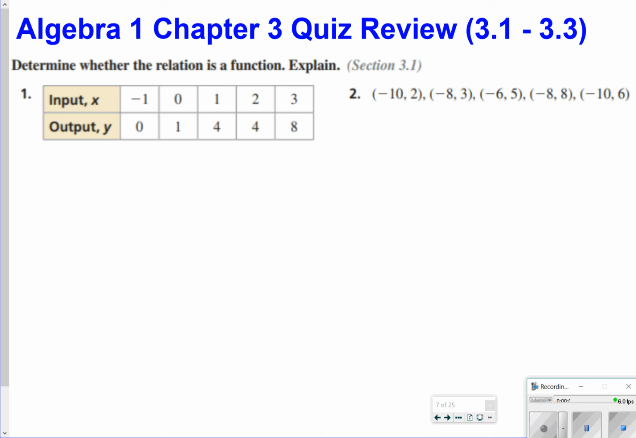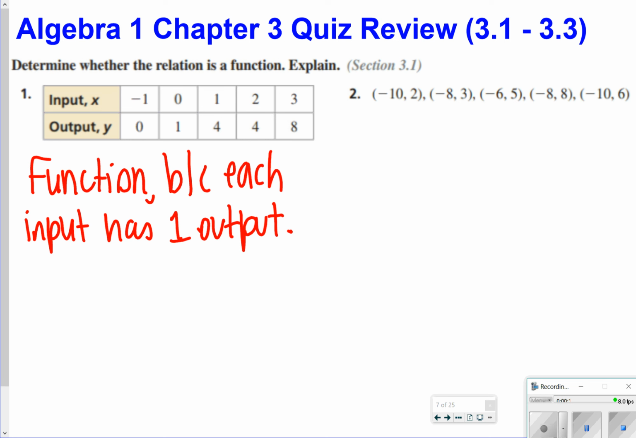This is our Chapter 3 quiz review on page 128 in your textbook. So let's go ahead and get started going over these answers. For number 1, you're just determining if the relation is a function. This one is a function because each input has exactly one output, and if you graphed it, it would pass the vertical line test.